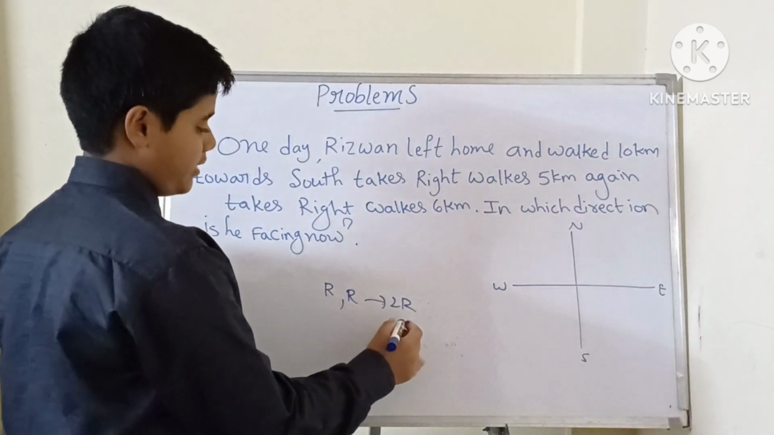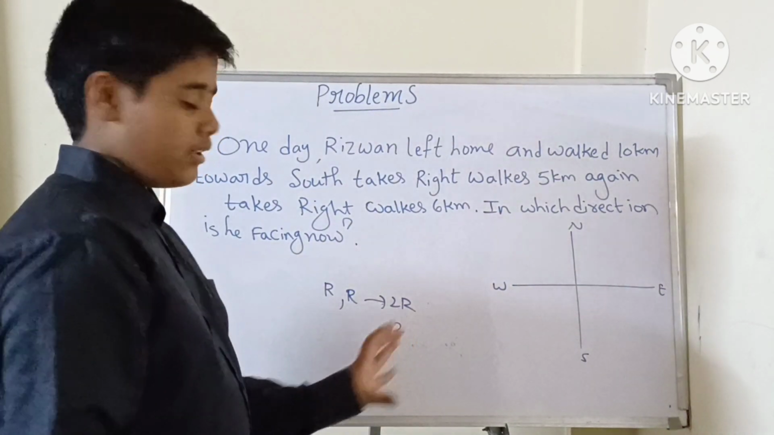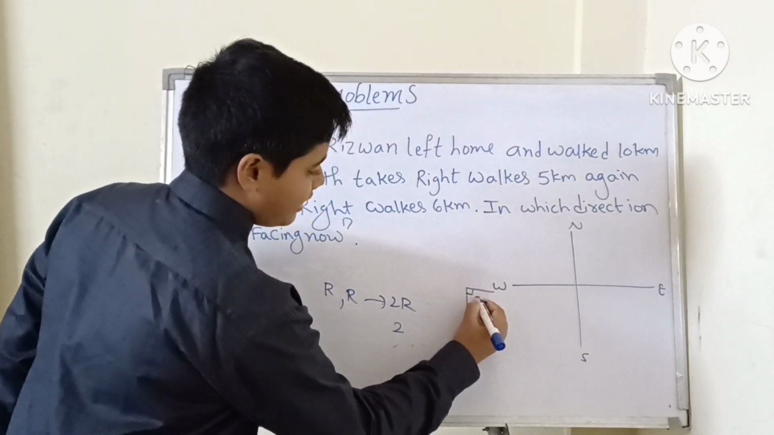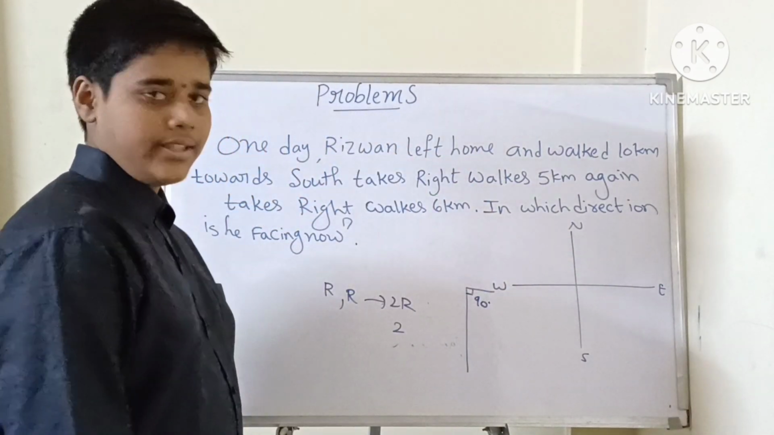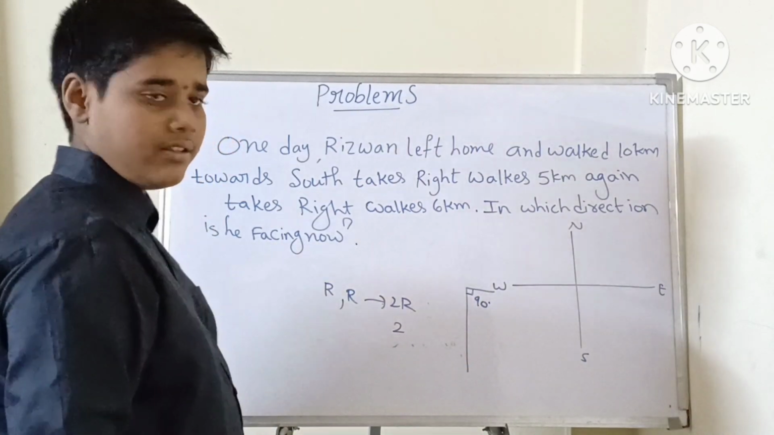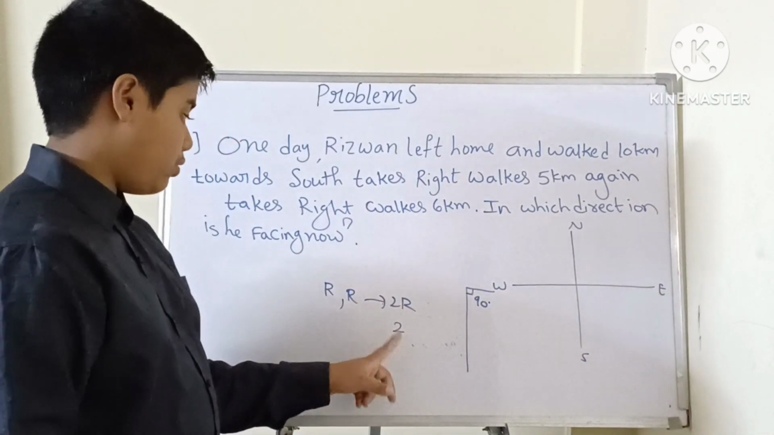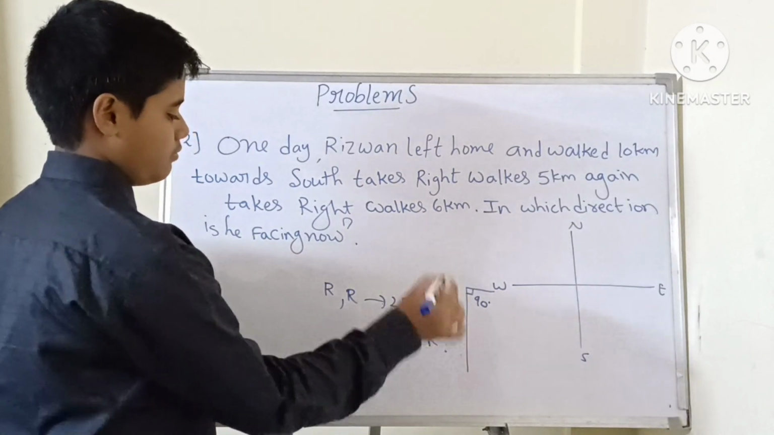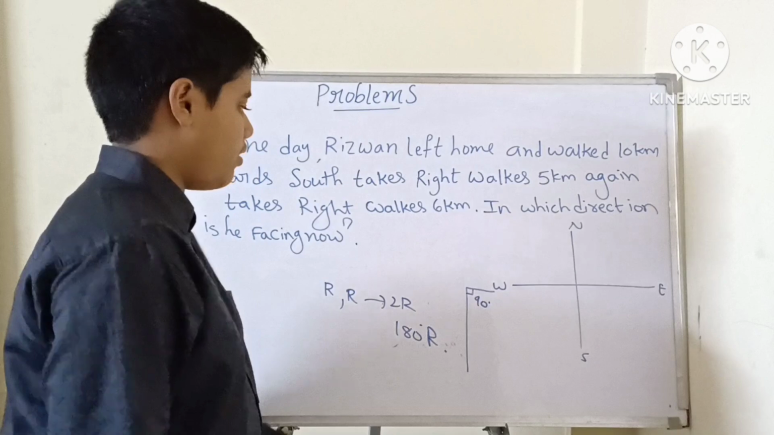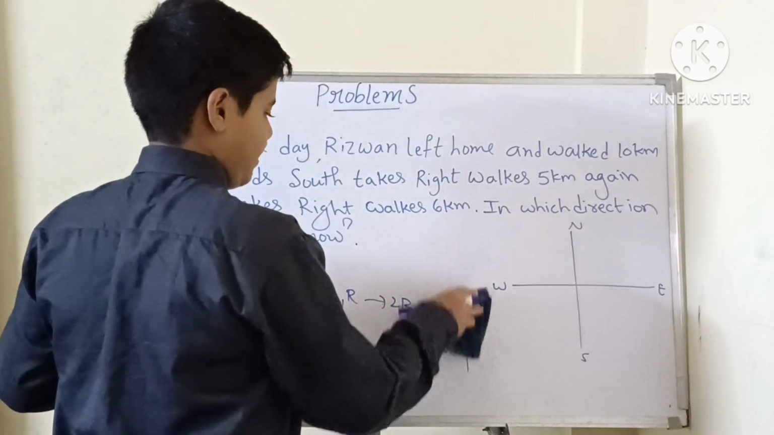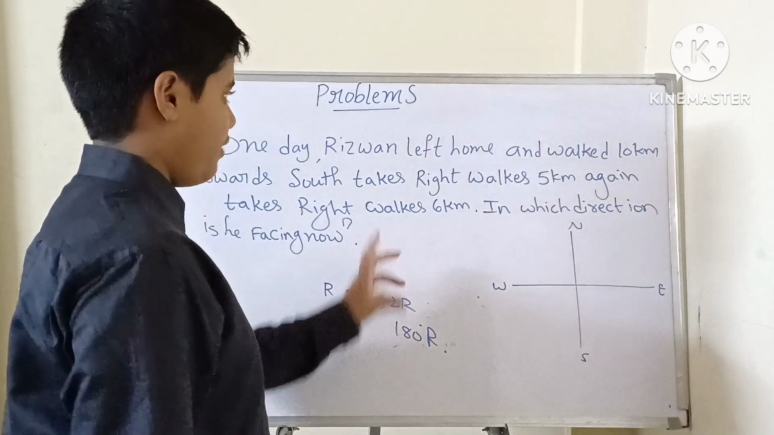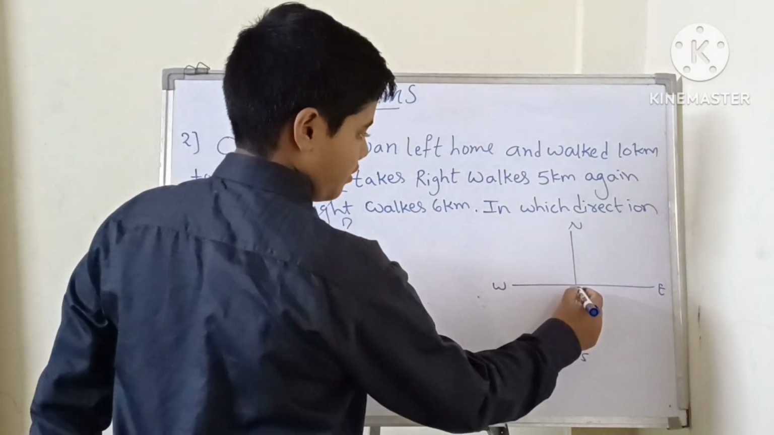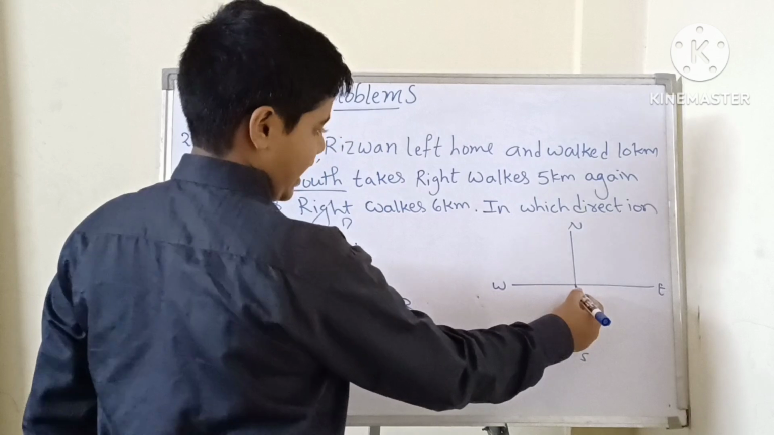When we turn right like this, this is 90 degrees right. So 1 right means 90 degrees, 2 rights means 180 degrees right. Okay, so if we apply 180 degrees right in this diagram, first he is towards south, which means 180 degrees right means like this.